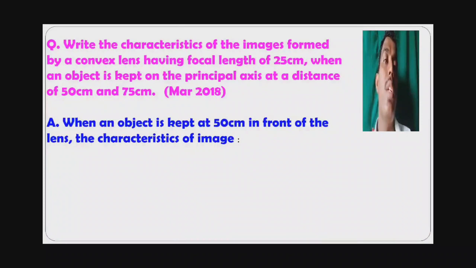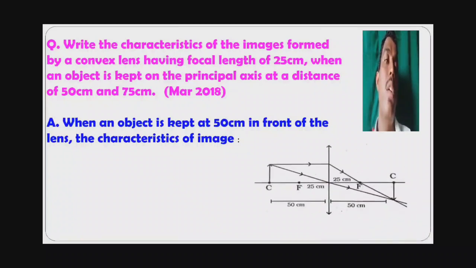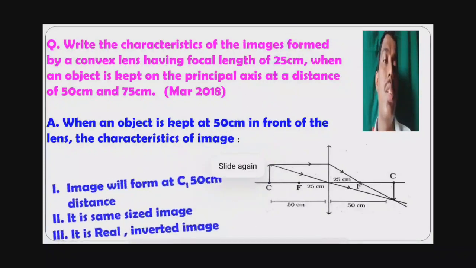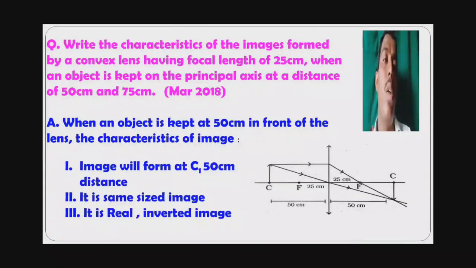When an object is kept at 50 centimeters, that means the object is placed at C, then the characteristics of the image are, here we can see, a real, inverted and same size image formed at C. What are the characteristics? The image will be formed at C1, that is at 50 centimeters distance. It is a same size image, real and inverted.